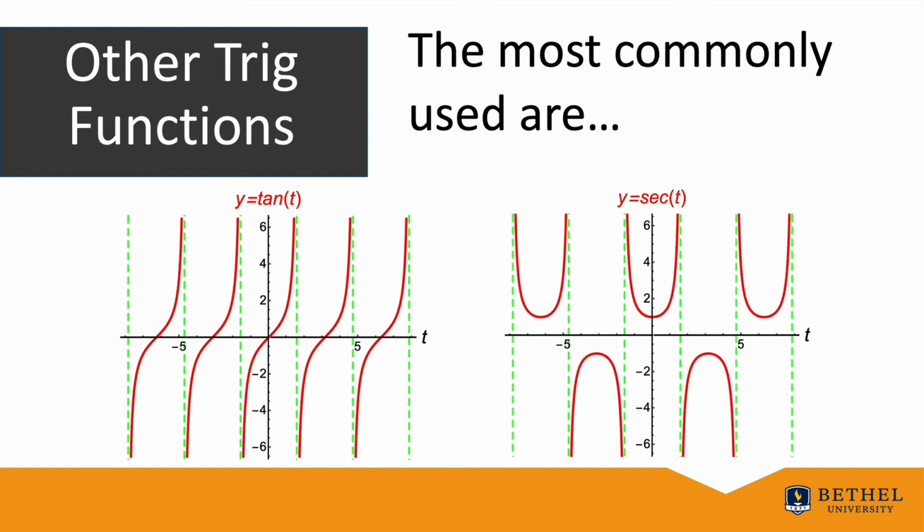And here's the graph of the secant function. It has vertical asymptotes at the same places where the tangent function does, but it's periodic with period 2π instead of period π like the tangent function.